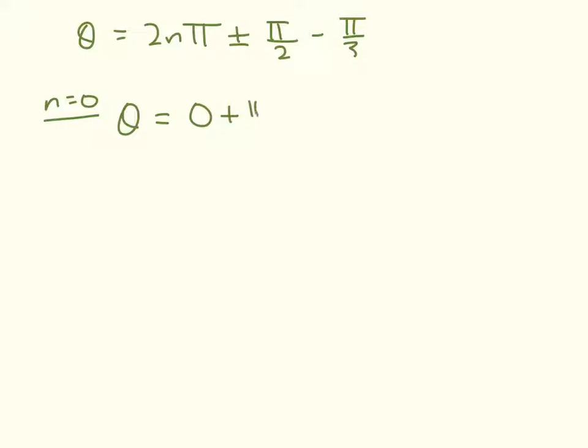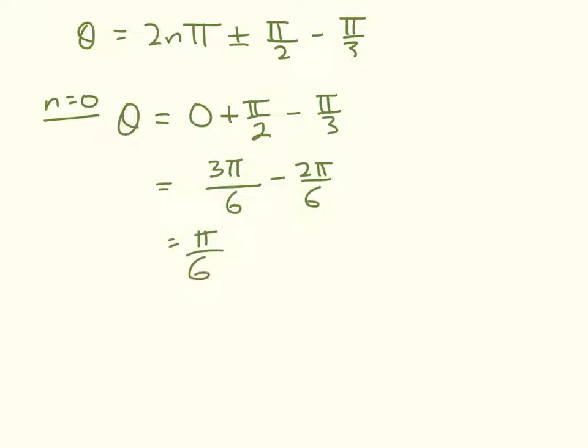Okay, so just writing it up again, this is my solution here, and now we're going to do the other half of n equals 0. So theta is equal to 0 plus pi on 2 minus pi on 3. Right, make those fractions of pi into something over 6 to get a common denominator. So that's 3 pi on 6 minus 2 pi on 6, which is pi on 6. So that's my first solution.